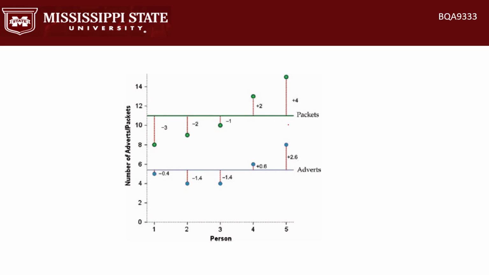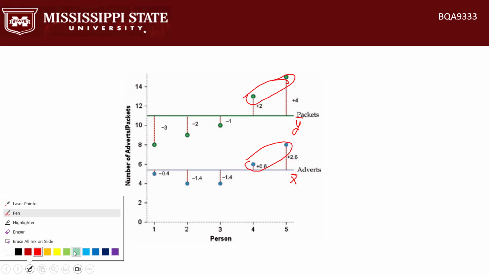So adverts is X, and packets sold will be my Y. This is the mean for X and the mean for Y. So you see here, these are above the mean for packets, and adverts are also above the mean. I was going to change my color, but maybe I'm not competent enough to do that. Let's just do that.